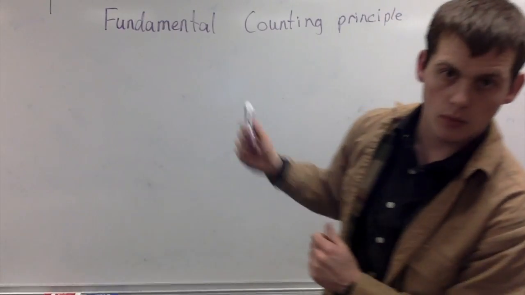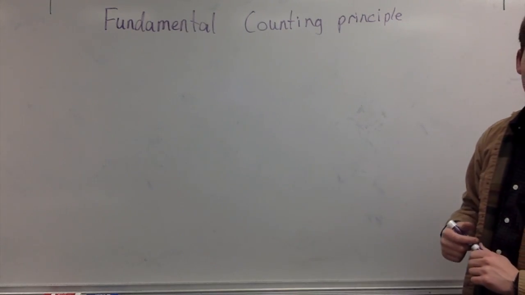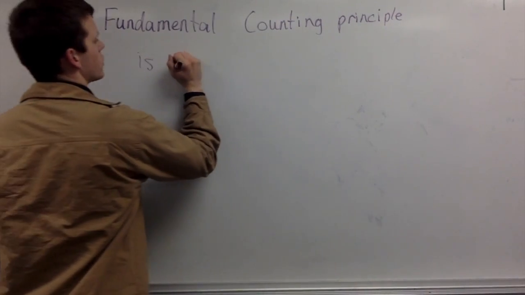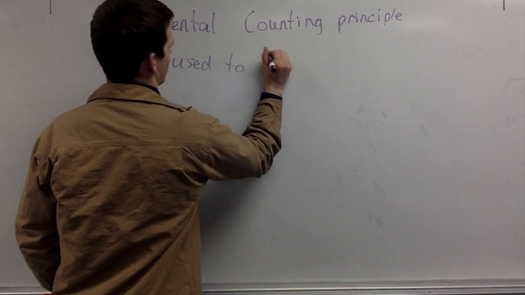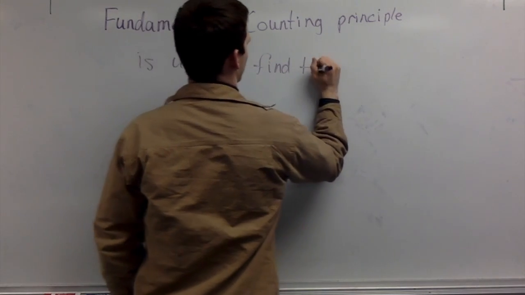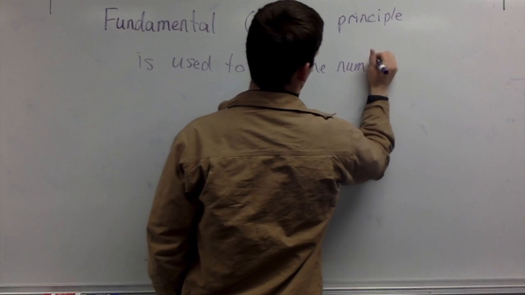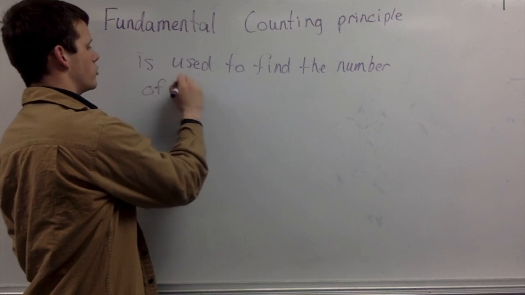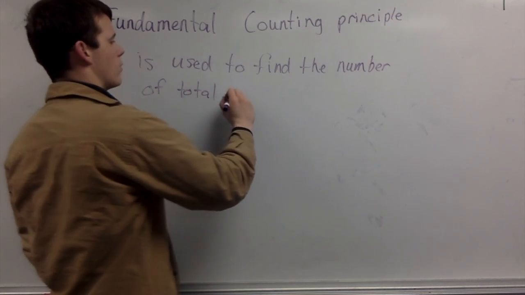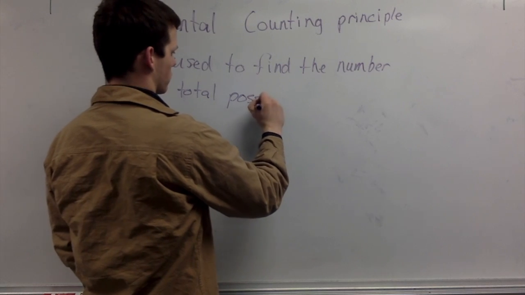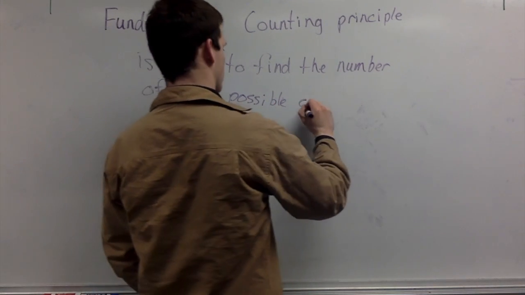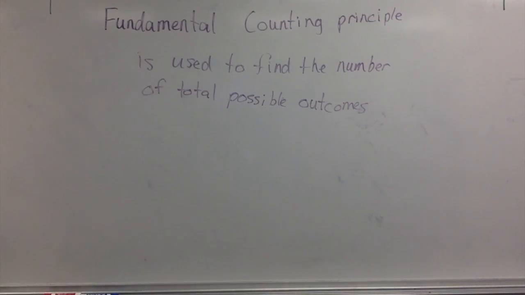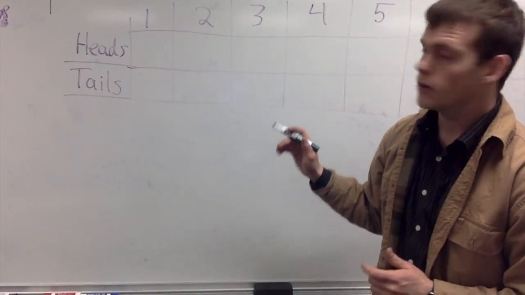The fundamental counting principle is used to find the number of possible outcomes, of total possible outcomes. So there you are. So we're given this chart.